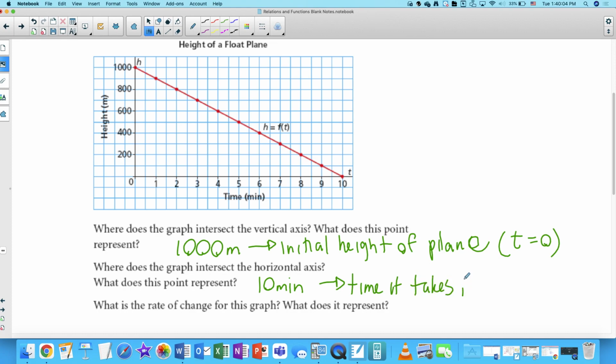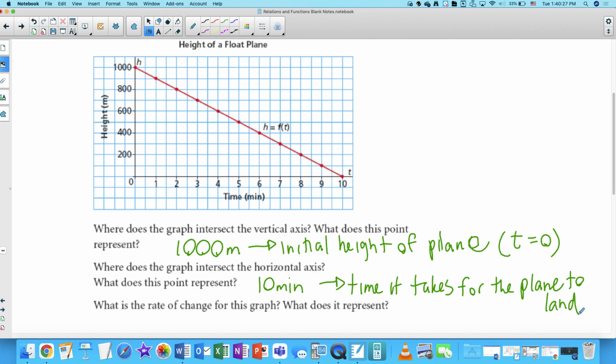If you were describing this to someone, well, it wouldn't be me because I would never fly a plane, but if it was a pilot, they may say to their traffic controller, I'm at an altitude of 1,000 meters, I think it's going to take about 10 minutes to land. So both of those pieces would go into a conversation about this context.